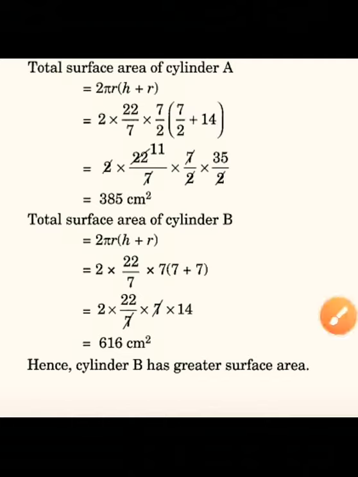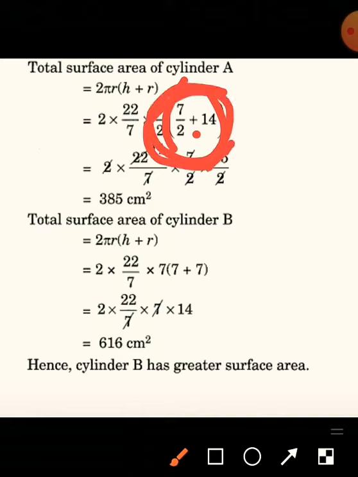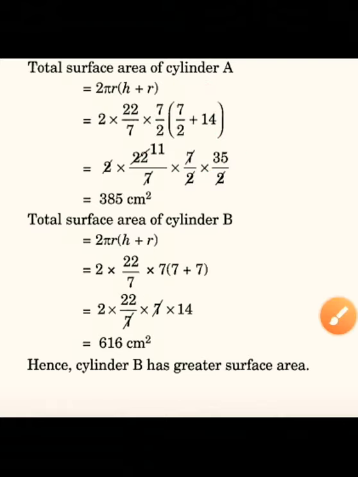Now before we go to the calculation part, this part is in bracket. Okay, 7/2 plus 14 is in the bracket. So you have to first take the LCM and do the addition. You can't cancel it directly, because this whole part is in a bracket and there is an addition sign here. So directly we can't cancel it, we can't solve it. First we need to take the LCM, add up and make it 1 fraction, and first we have to take out the answer for this bracket part.